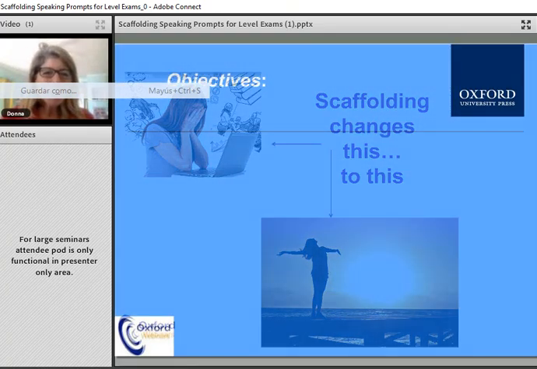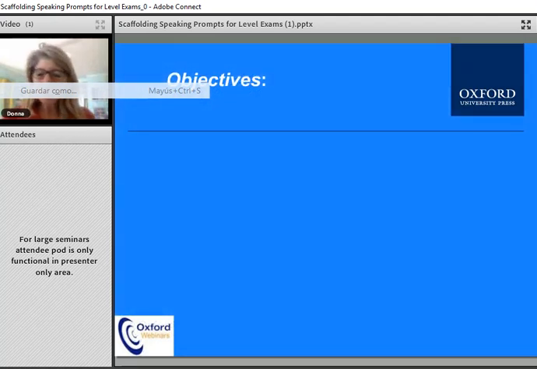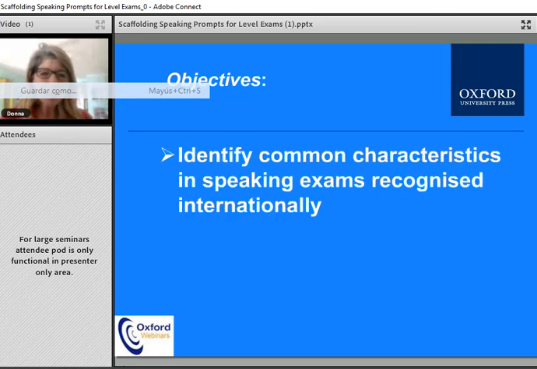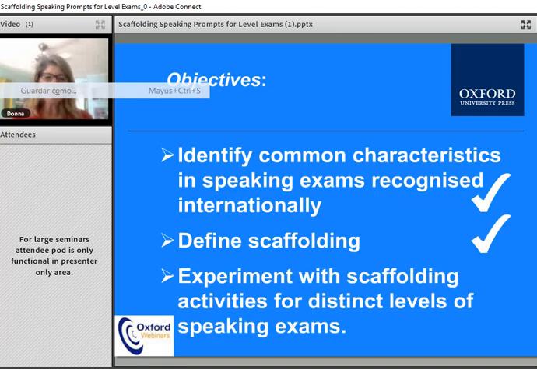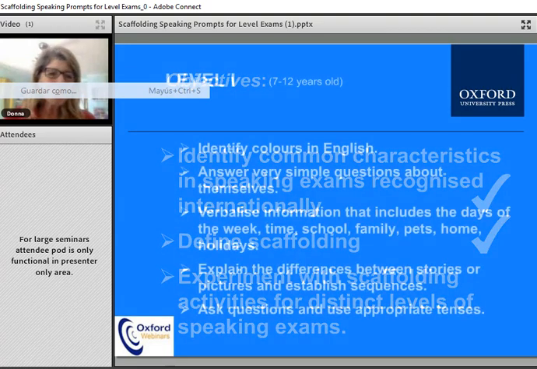So, let's go back to our objectives, because the main part of this is going to be the scaffolding, and I'm going to ask you to be participatory. We've done the first 2 objectives. We've gone over the characteristics of speaking exams. We've gone over the definition of scaffolding. So now, let's do some scaffolding for speaking exams. And now we're going to review again the different levels.